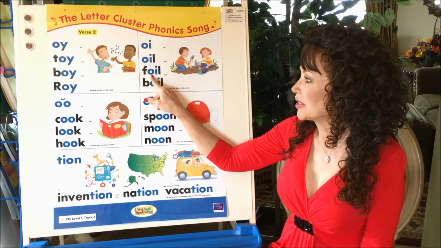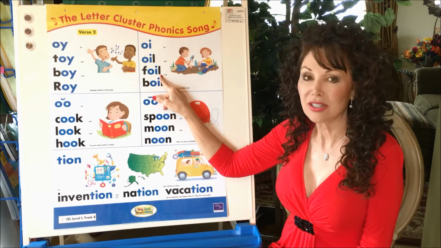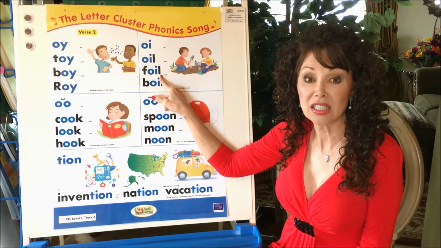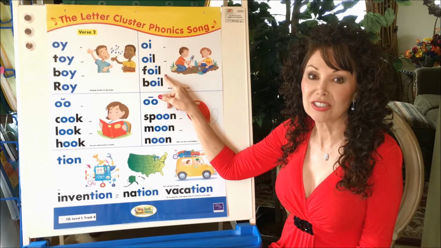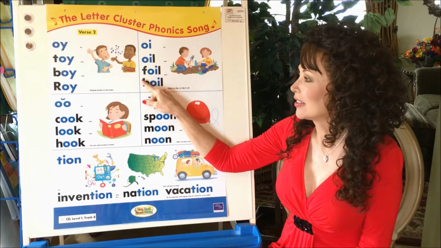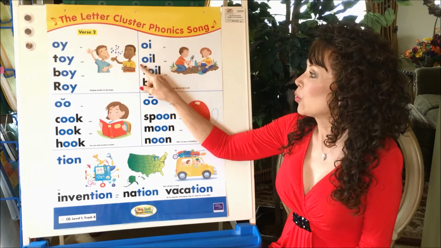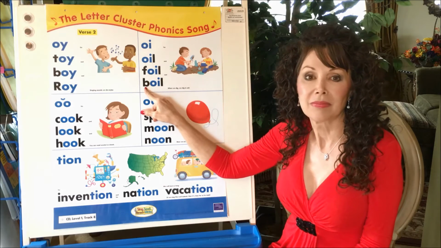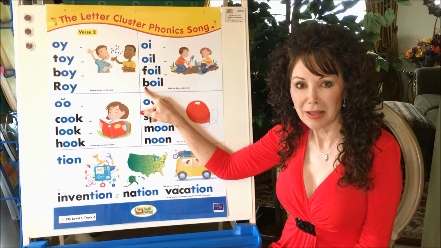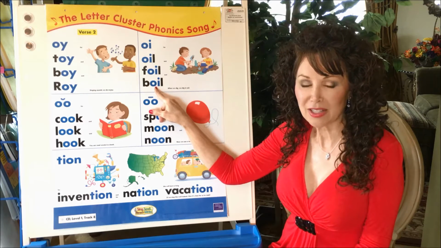Or oi for oil and what sound? F. What sound? Oi. What sound? Ul. Say it slowly. Foil. And now say it fast. Foil. Excellent. Oi for oil and foil and what sound? B. What sound? That's right, oi.